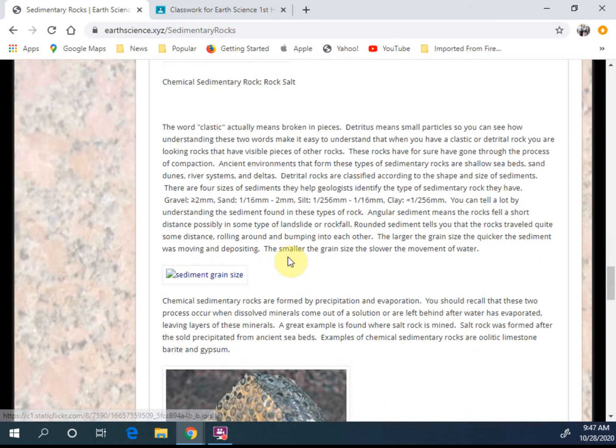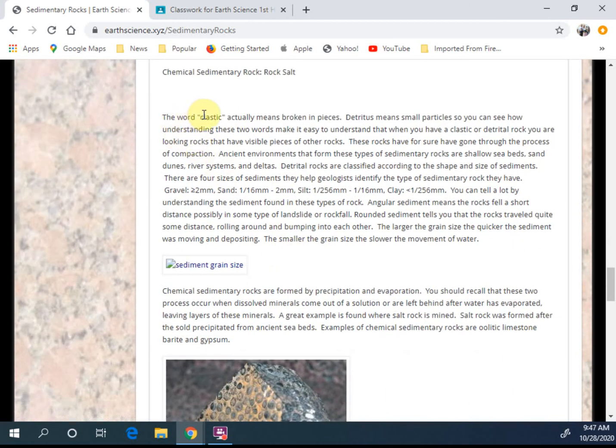The word clastic, referring to the first of the three we just discussed, actually means broken into pieces. Detritus means small particles. So put them together: small particles broken into pieces. Perfect.